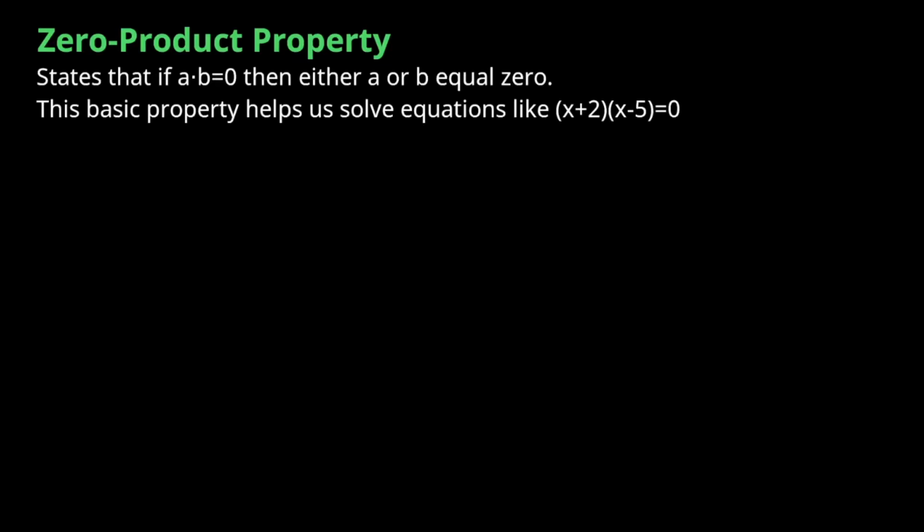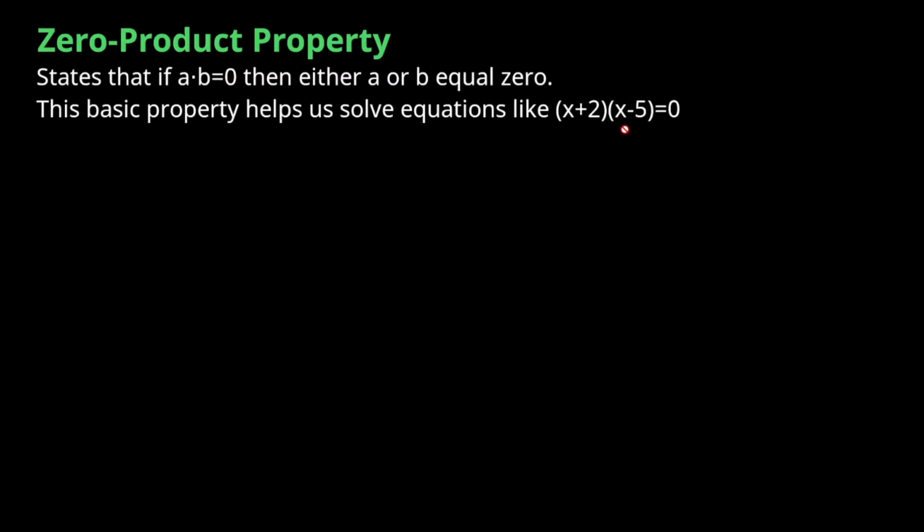All right, so we have the zero product property. Now this states that if A times B equals 0, then either A or B is equal to 0. So if A or B is 0, then when we multiply those two numbers together, we'll get 0.